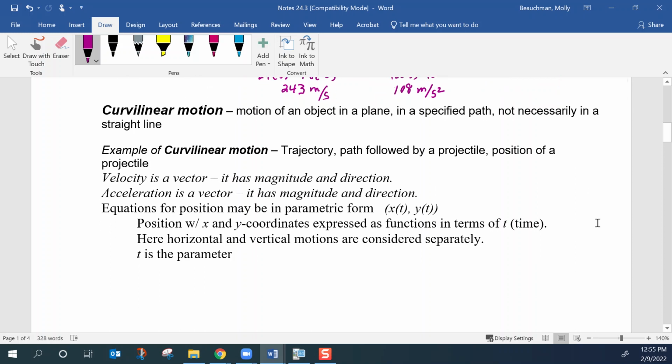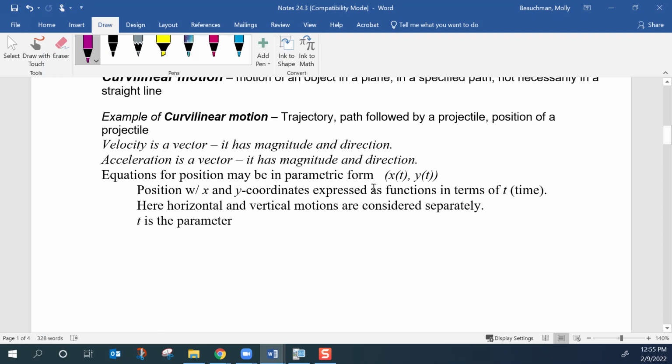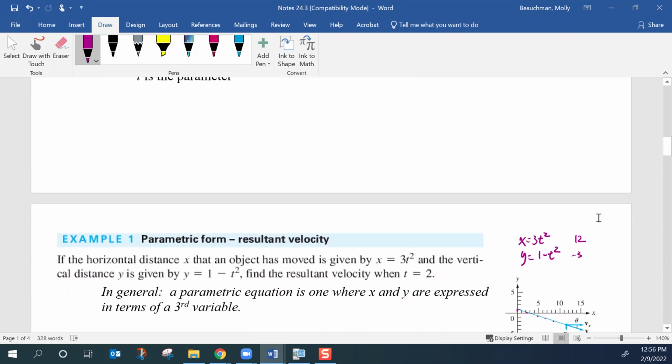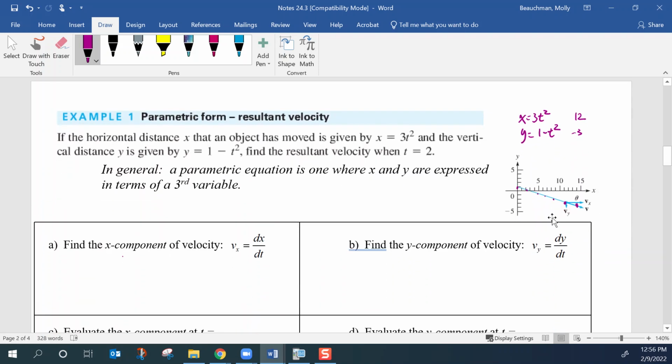All right, so equations for this position may be in parametric form. That means our x and our y coordinates are expressed in terms of a function of t. The position has x and y coordinates expressed as functions in terms of time, and horizontal and vertical motions are considered separately, and t is the parameter, which is why we call it a parametric equation. So let's take a look at an example.